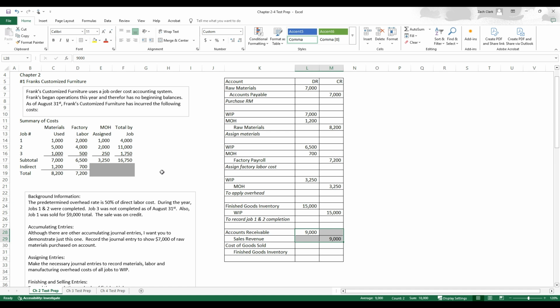And then the cost of that job, and which job is this? Job number 1, right? So it says, yeah, job 1. Okay, so the cost of job 1 here was $4,000. I'm just going to link to there. So in other words, we earned $5,000 of profit on that job. We'll just say to record sale of job 1.